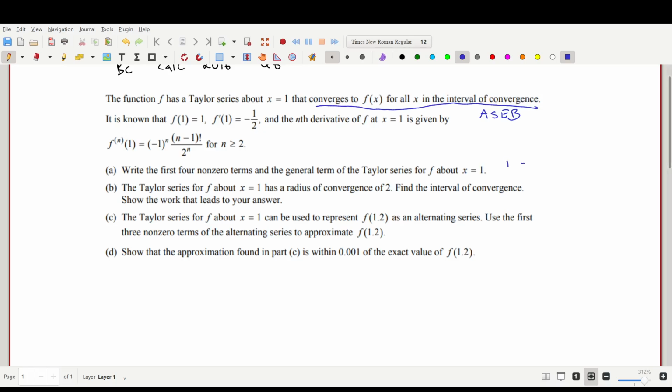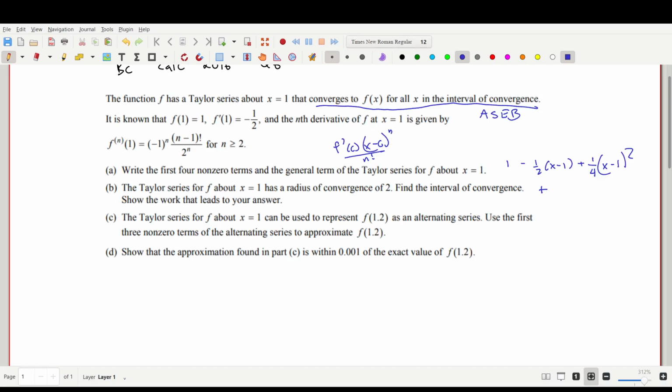It's 1 minus a half x minus 1. That's because in general it's f to the nth derivative of c, x minus c to the nth power over n factorial. That's the general term. So here, this is what happens when you plug in 1. And then it wants the first 4 and the general. When I plug in 2, I get negative 1 squared, which is a positive. N minus 1, so 1 factorial, so 1 over 2 to the 2, so plus a quarter, I believe. X minus 1 squared. And then only one more term. I guess I'll write it down here because I don't have much space.